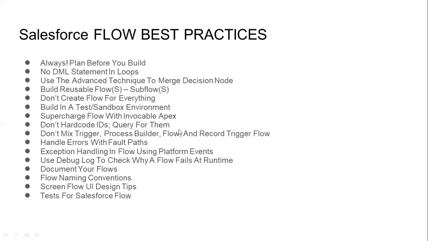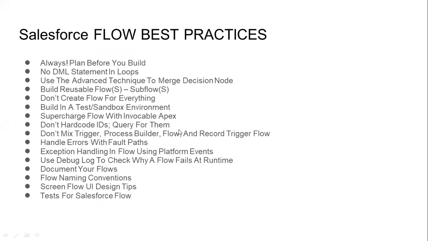So invocable Apex basically, with Apex you can bulkify the code. Otherwise, the regular DML that you have in flows would be consumed. It is not bulkified. Next is again hard coding of IDs. It's common for both Apex and flows.